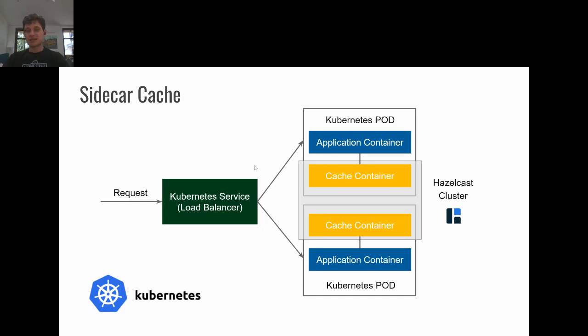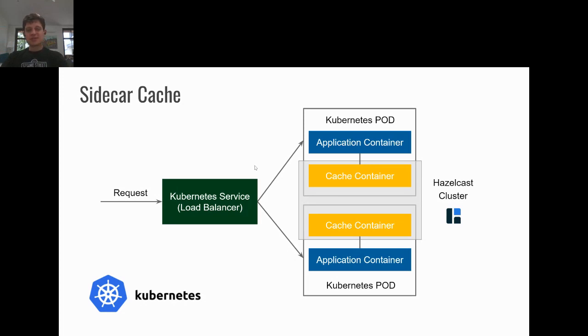This cache container is a cache server which is always available at the localhost, because the application is sure that your cache container is deployed in the same physical machine, and it can use localhost to connect to this cache container. And all the cache containers form one caching cluster.